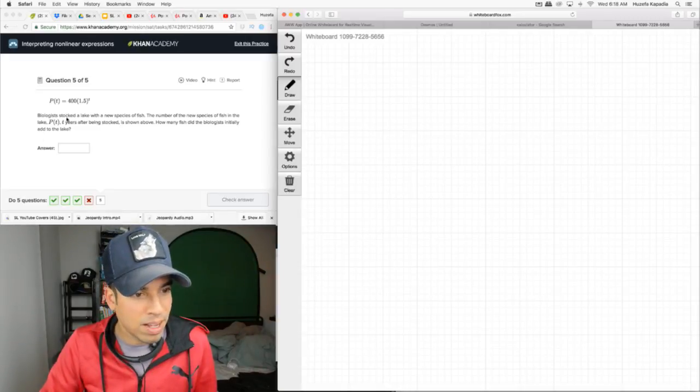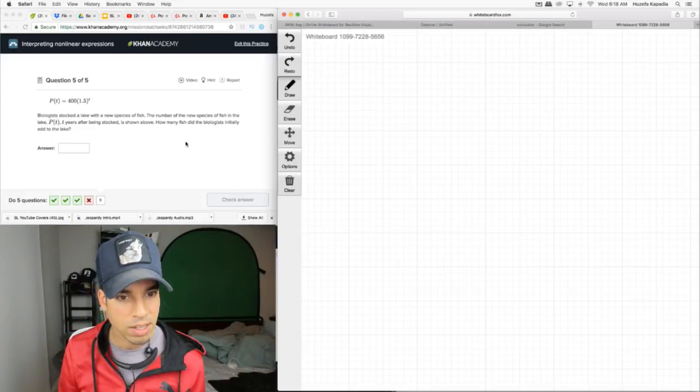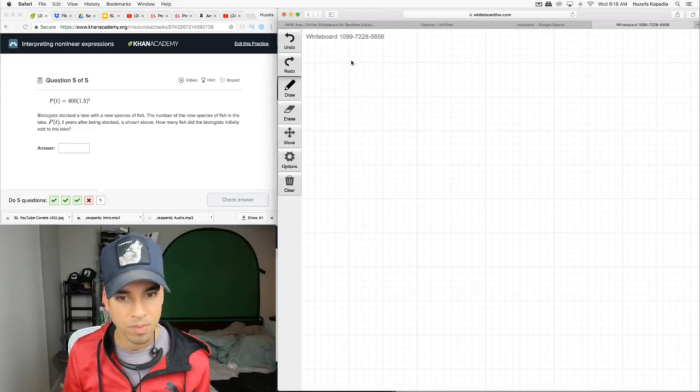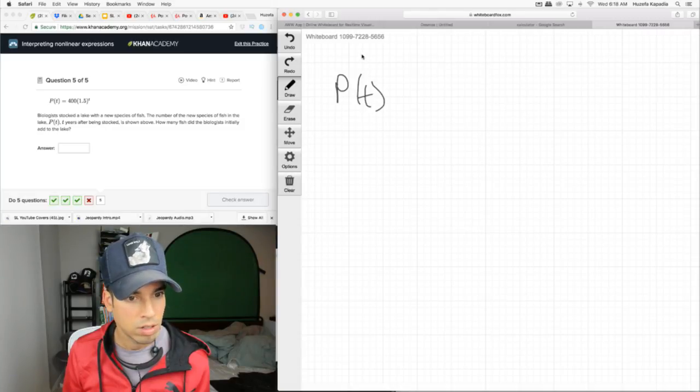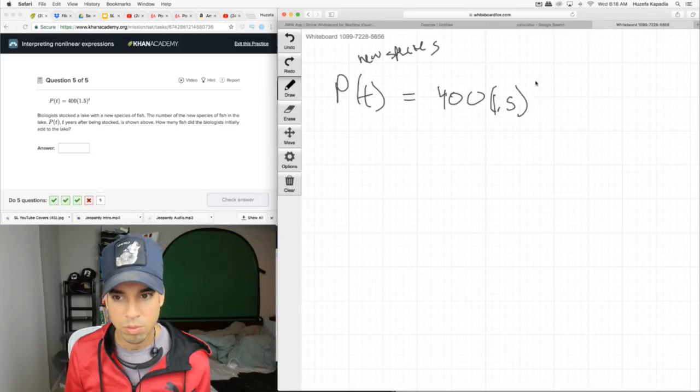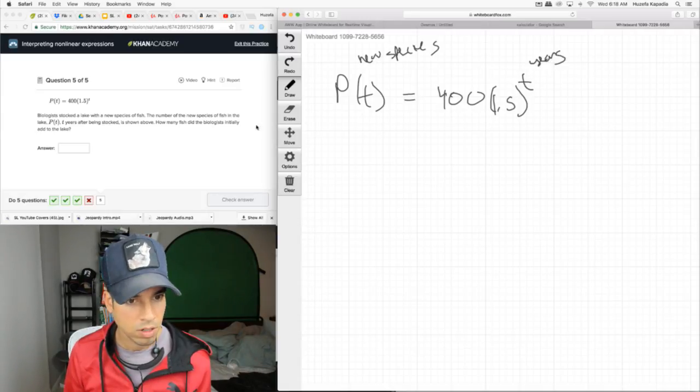Now we got biologists stocked a lake with a new species of fish. The number of new species of fish in the lake, P(T). So P(T) is new species. And T is years. Oops, 1.5 to the T. Sorry, not 5, T. And this is years after being stocked is shown above.